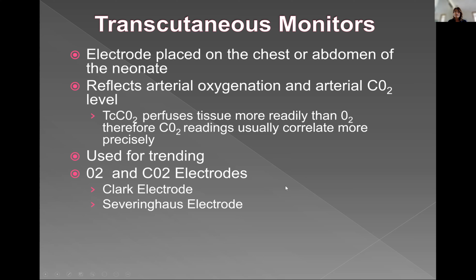So when you're talking about the reading that you're getting, it's going to be capital T, little c for transcutaneous, and then the gas that you're monitoring. So TcCO2 is transcutaneous level of carbon dioxide. So carbon dioxide perfuses tissue more readily than oxygen. Therefore, the carbon dioxide readings usually correlate more precisely. Meaning that if you draw an arterial blood gas and you look at the CO2 from the blood gas compared to the CO2 you've got on your transcutaneous monitor, they're going to be pretty close to each other.